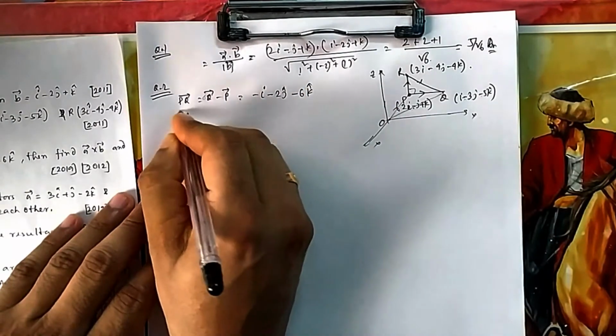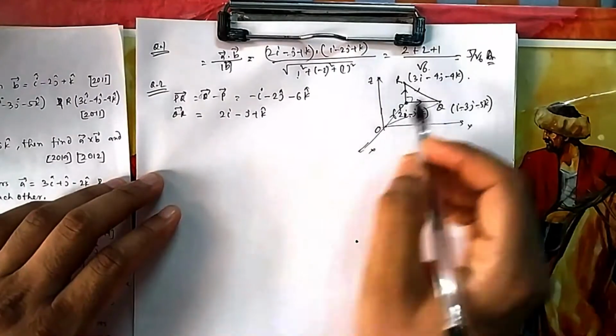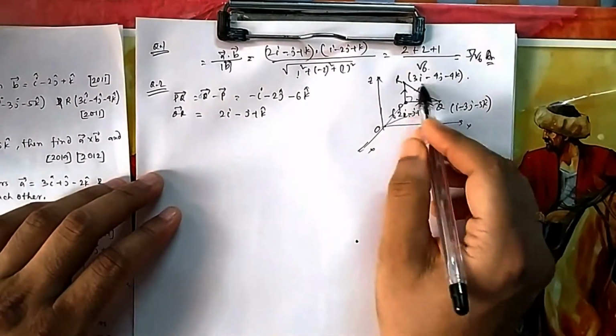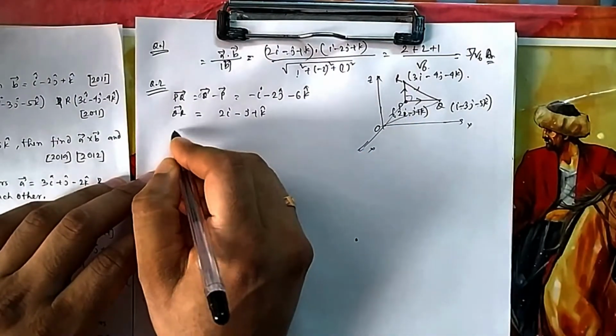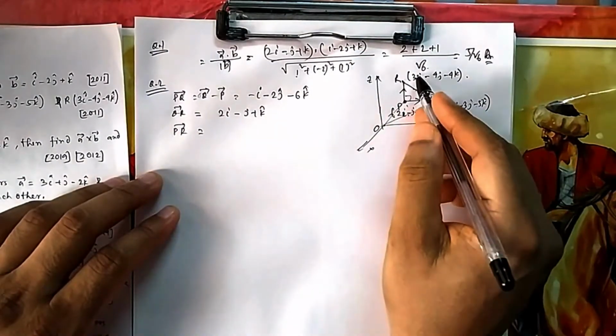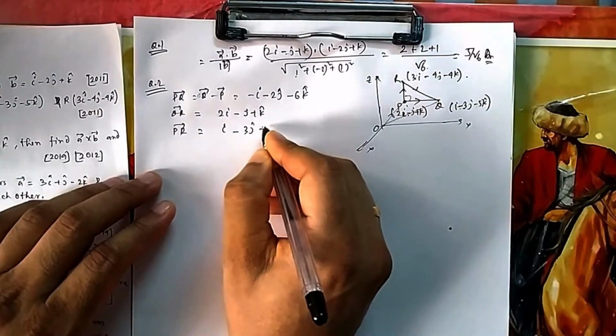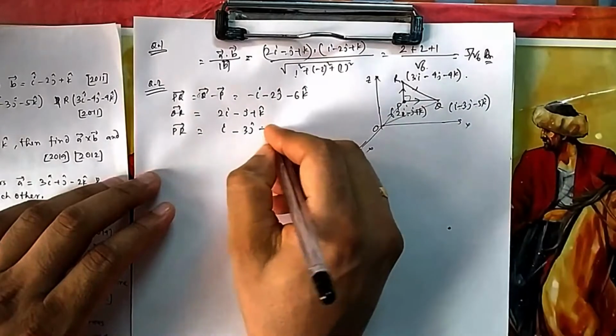Similarly, you can find QR. I am directly writing it. If you find QR, it will be 2i minus j plus k. So QR is R minus Q. If you do 3 minus 1, that is 2, you can see. Similarly, you can find the last one, the PR vector. PR is R minus P. So if you do 3 minus 2, then it is i, then minus 3j, and minus 4 minus 1, that is minus 5k.